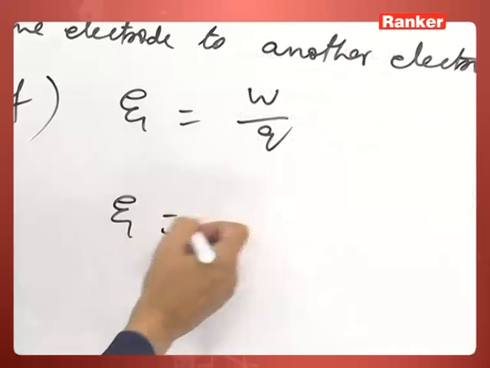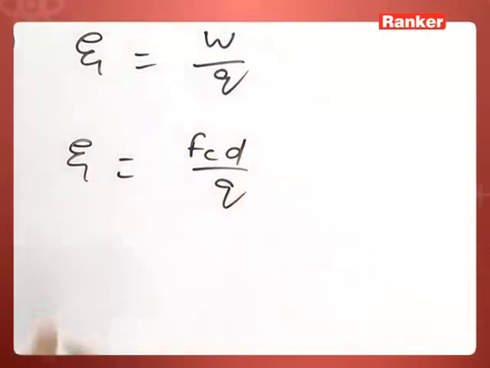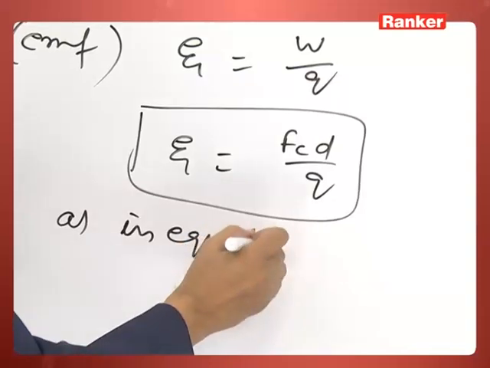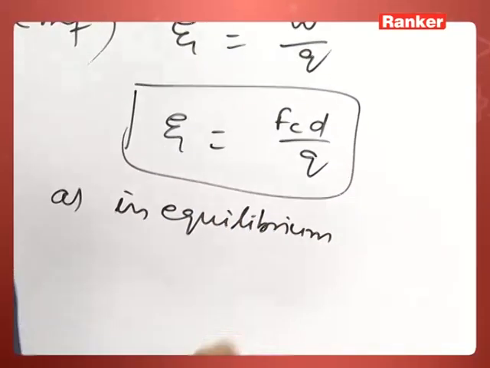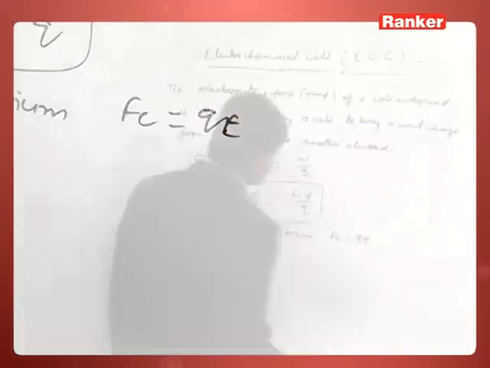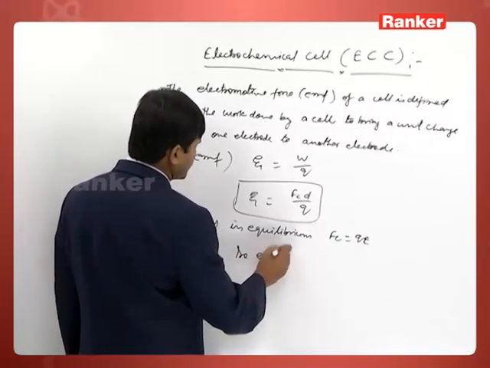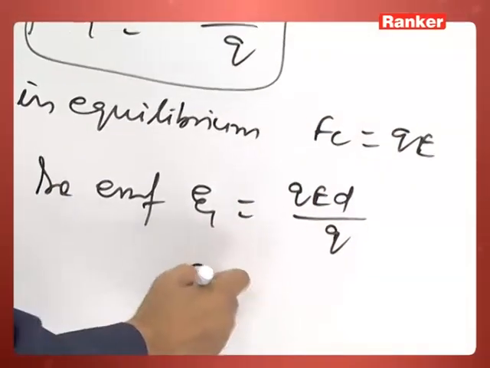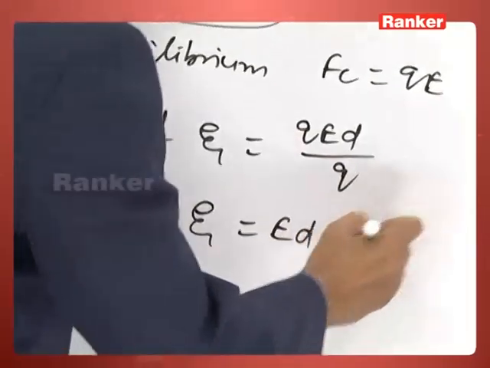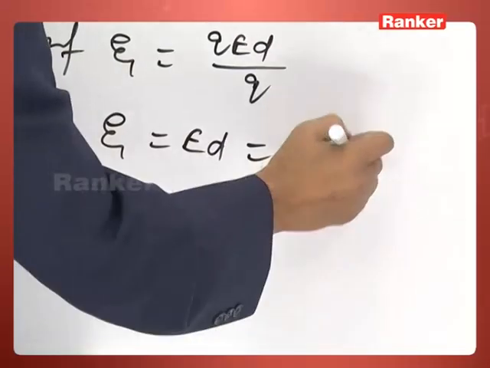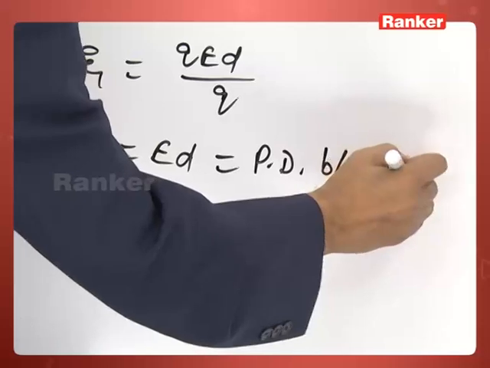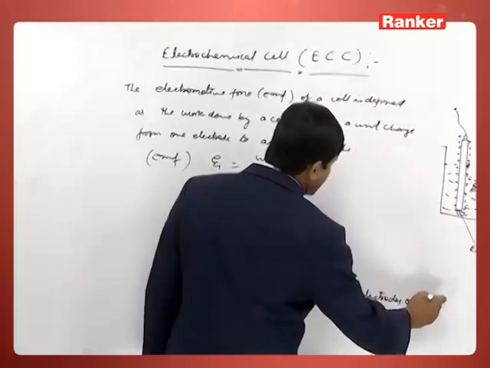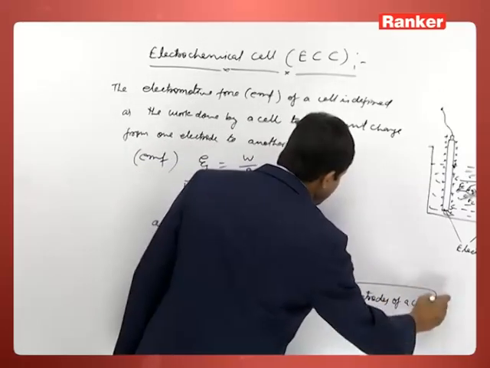Now, this EMF work done is the chemical force into D, divided by charge, as in equilibrium FC is equal to Q into E. So EMF is written as QE into D by Q. So EMF is equal to E into D, which is equal to the potential difference between the electrodes of a cell. This is the meaning of EMF.